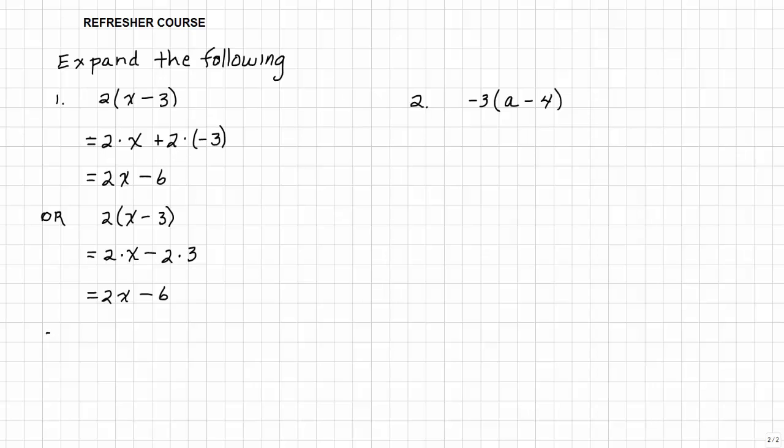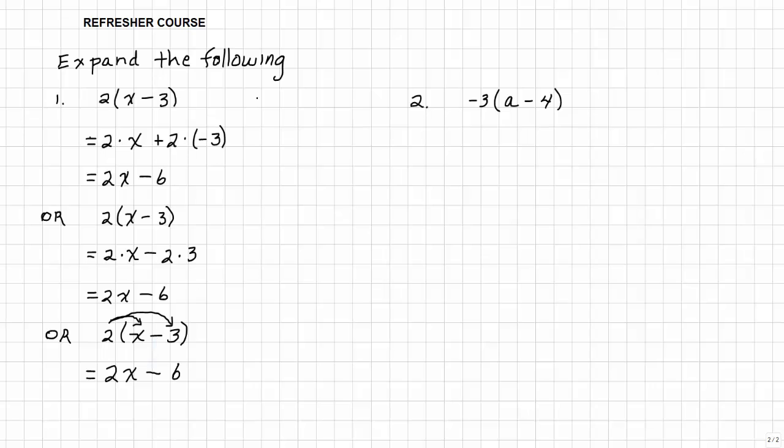The way we normally do this, however, is take the 2 bracket x minus 3, and in your head, you multiply the first term by the 2, which is outside the bracket, so you end up with 2x, and then you take the 2 times the 3 and put the minus sign in, you get 2x minus 6.